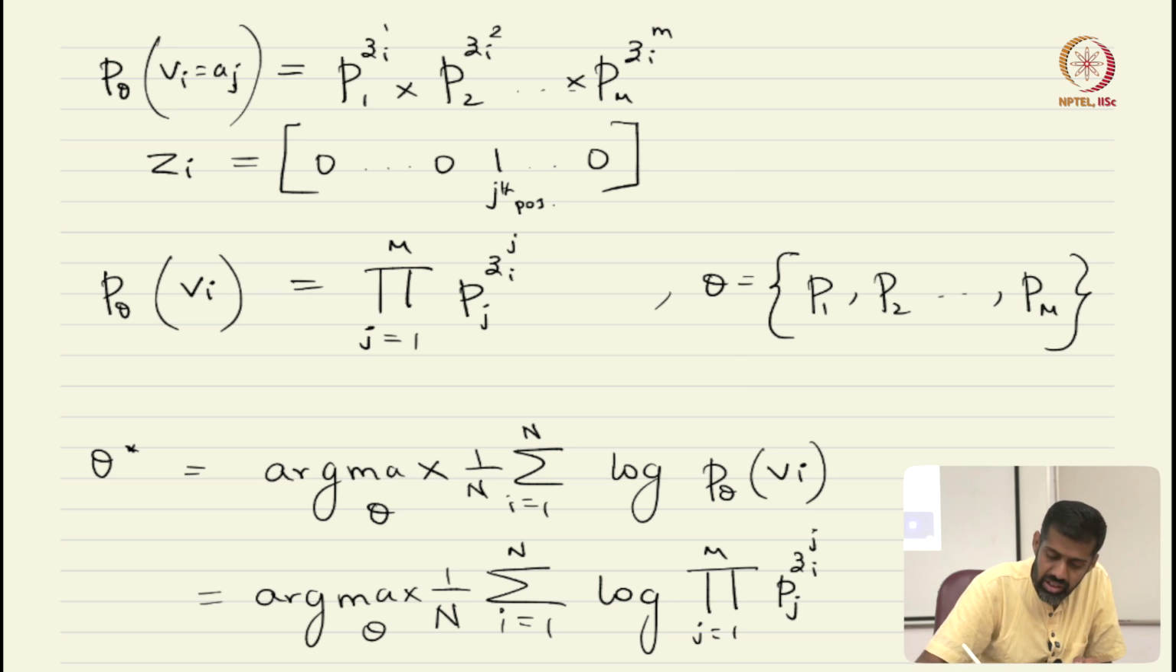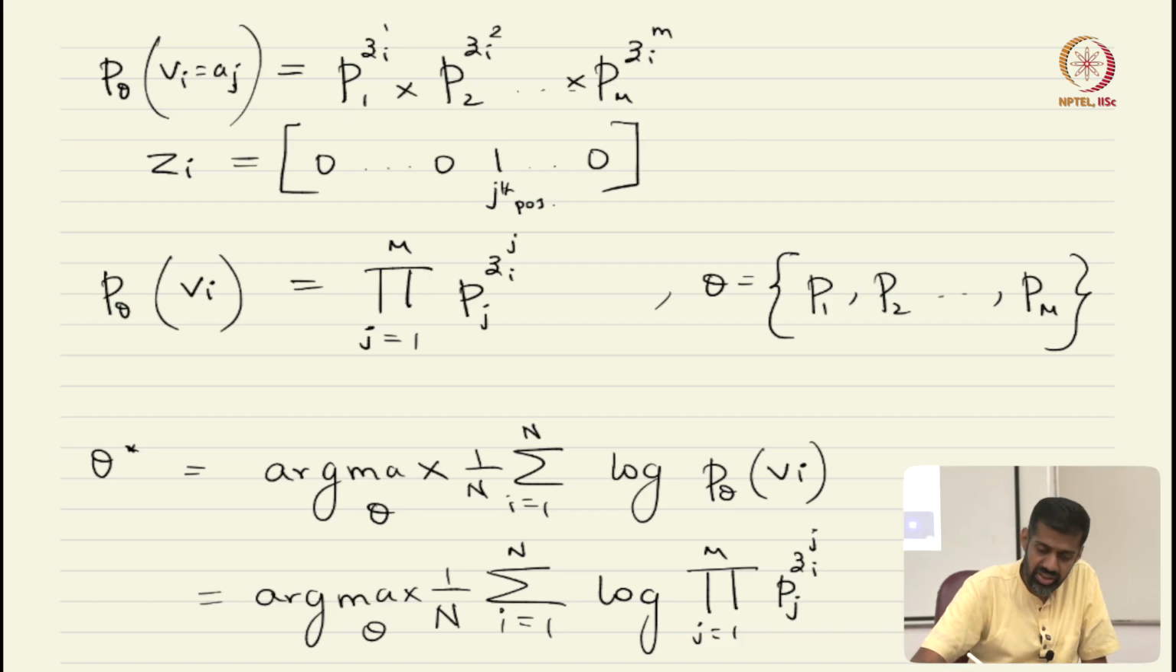There is also this 1 by n, log of, what is P theta? P theta is the product, correct? The rest is algebra. So we have arg max 1 over n, i is 1 to n, and there is, use the law of logarithms. Okay, this is what it's going to be.